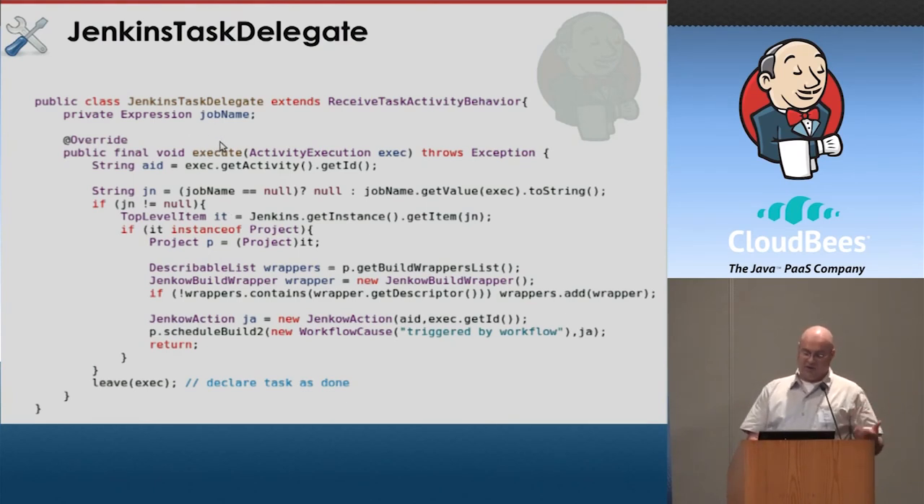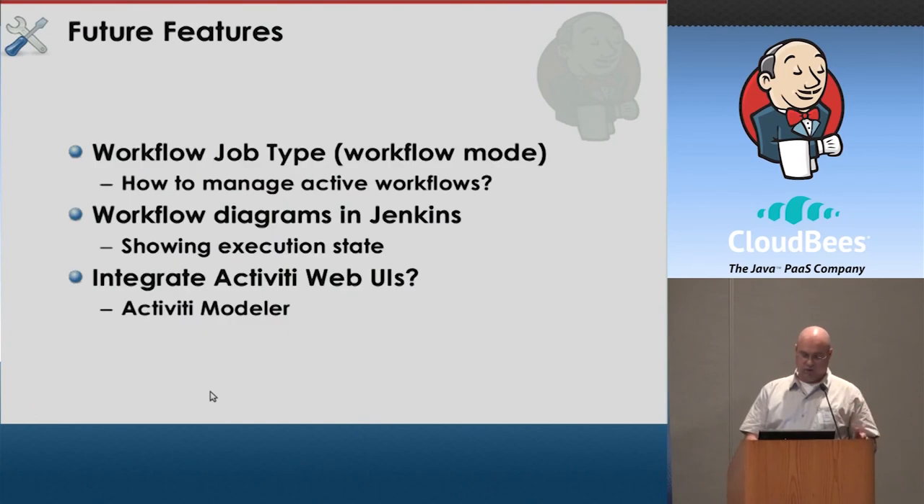When a Jenkins task becomes active, the engine calls the execute method and passes on a full context, the execution context. What I'm doing here is essentially grabbing the job name, called by WF, and looking whether there is such a job, and if it exists, down here, scheduling it, running it. In case all of these fail, then what happens down here is that the workflow task is declared as done, so it doesn't block at that point.